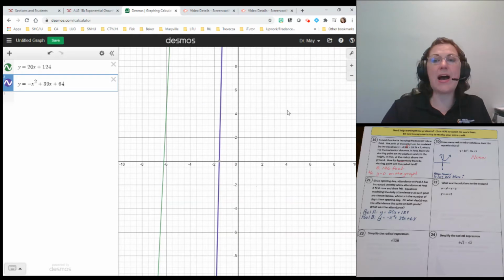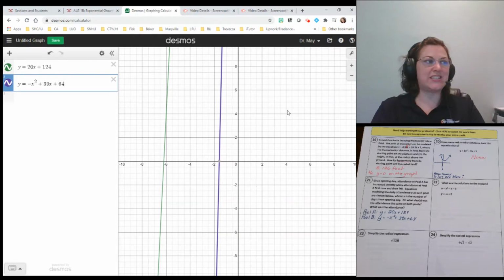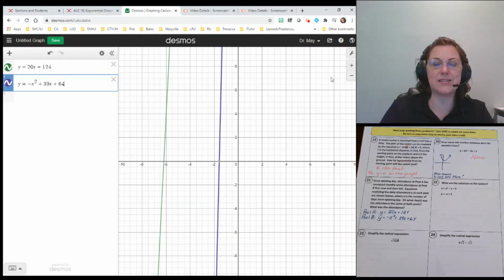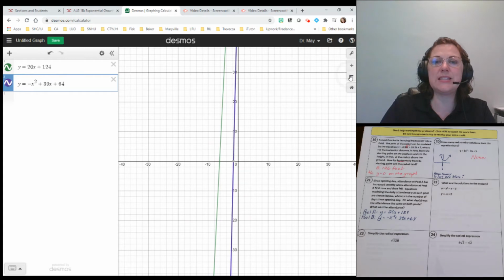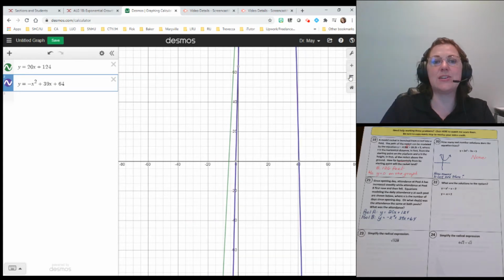There we go. Now, I am looking for an intersection here, but I don't see it. You'll need to use these arrows over here to zoom out until you can see that intersection.